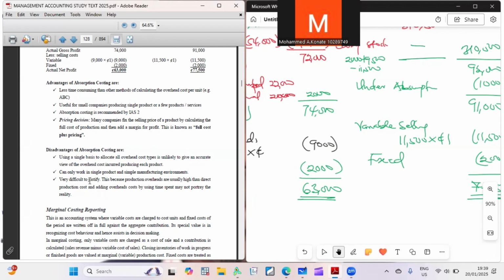And it is very difficult to justify. Why? Because the overheads are usually higher than the direct production cost, and allocating the overhead cost by means of time spent may not really portray the reality. There are other factors to it, and we will learn those when we are doing the ABC. Now, let's take a quick look at how the marginal absorption works.